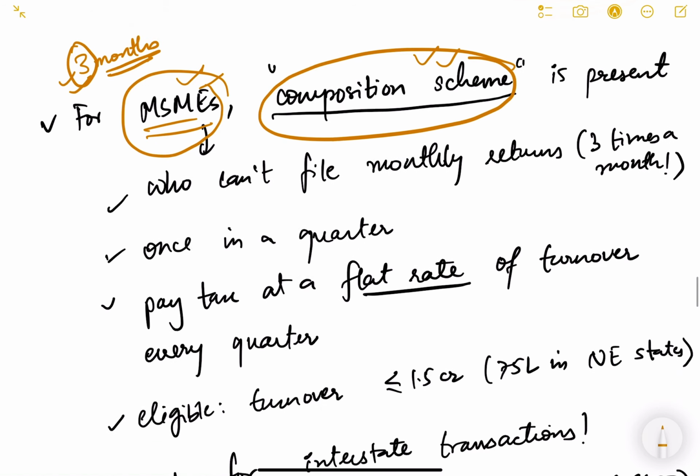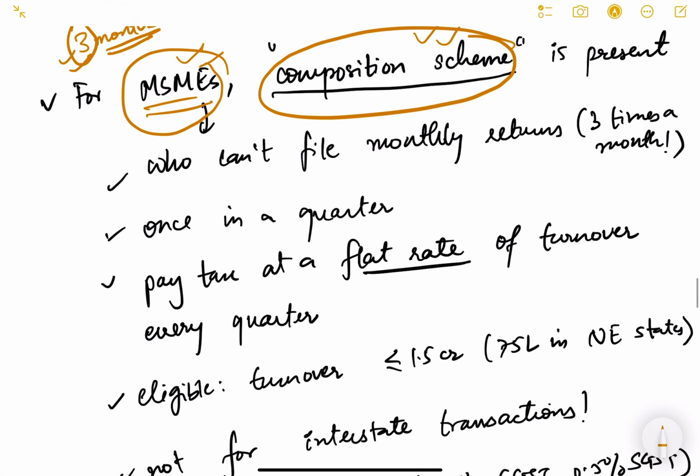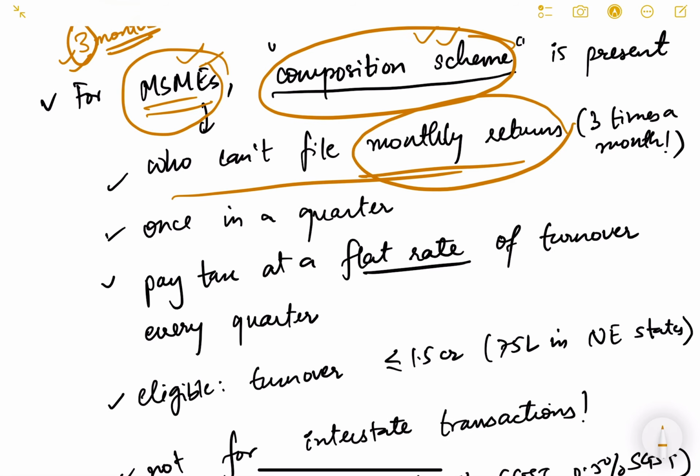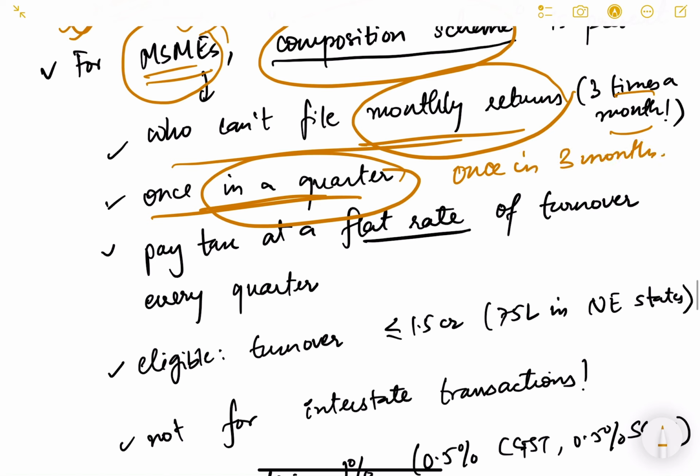Now what is this composition scheme? In very simple terms I will explain to you. GST composition scheme is basically for MSMEs, for people who cannot file monthly returns, 3 times a month. So they have to file once in a quarter. Once in a quarter means once in 3 months. देखिए यहाँ पे है महीने में 3 बार, 3 times a month, and here it is once in 3 months. So the compliance has reduced.